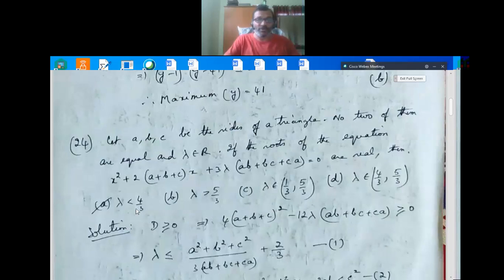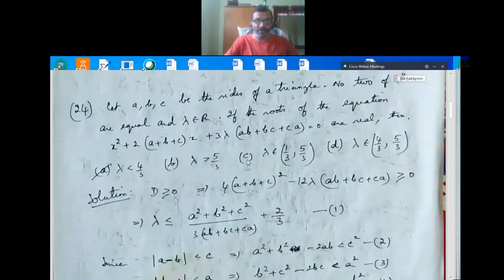Now, question number 24. I hope this is clear to you. Any doubt you can clarify with me later. Question number 24. Let a, b, c be the sides of a triangle, no two sides are equal, and lambda belongs to R, the real numbers.